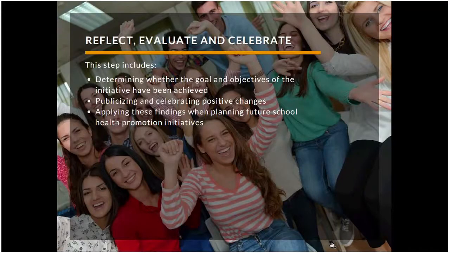It is important to determine if the goals and objectives have been achieved. This can be done by evaluating process and outcomes. Results from evaluations can be used to improve the effectiveness of similar initiatives and guide decisions about future plans. More information on evaluation is provided later in the presentation.